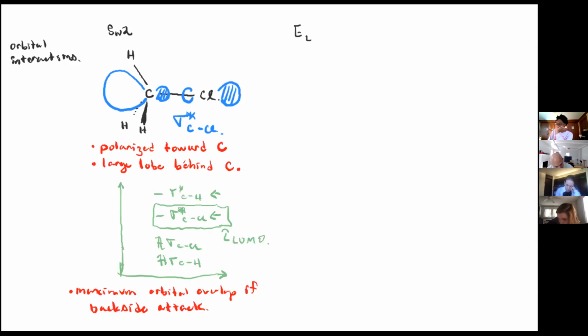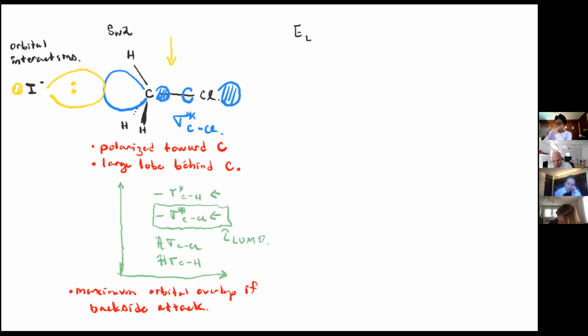Let's say I'm going to bring in I minus. That's going to come in with its own orbital. Let's find a new color here. And that will come in from the back side. If you come in from the front, say I were to attack here, you would get both constructive and destructive orbital interactions because of the change in sign in sigma star. So the net effect is no bonding interaction.